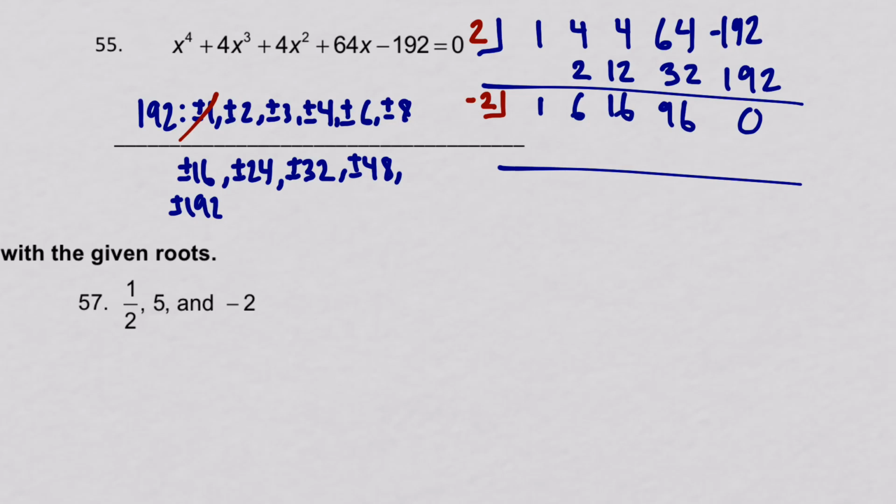Bring down the 1. Negative 2 times 1 is negative 2. 6 and negative 2 make 4. Negative 2 times 4 is negative 8. 16 minus 8 is 8. Negative 2 times 8 makes negative 16. 96 minus 16 does not make 0. Okay. Moving on to 3.